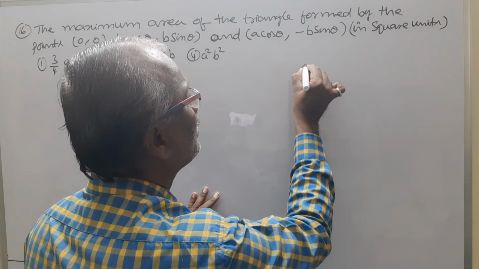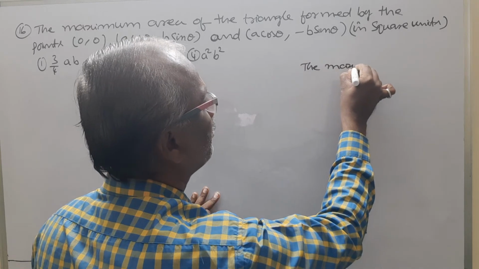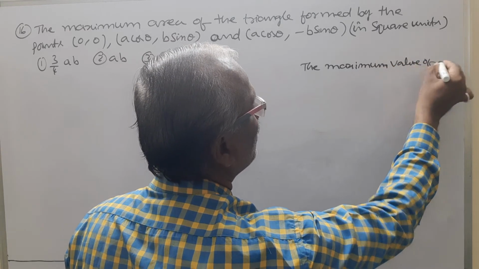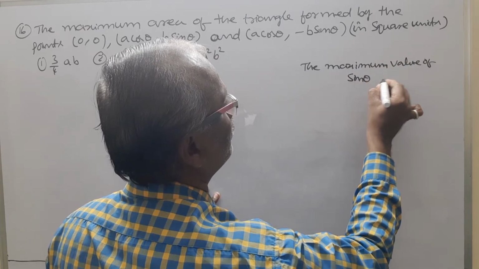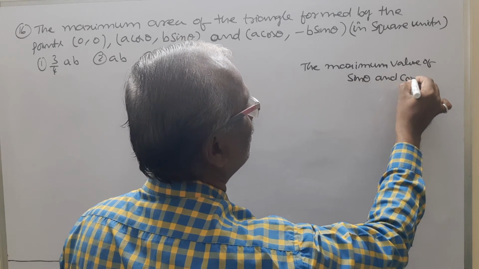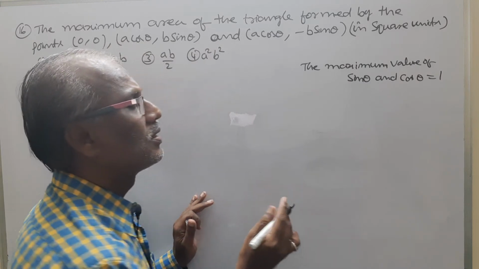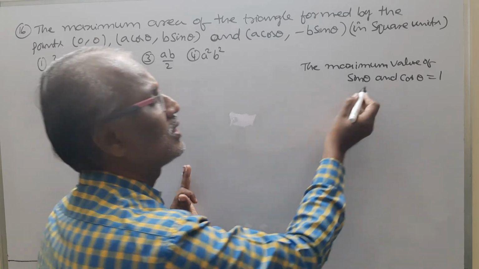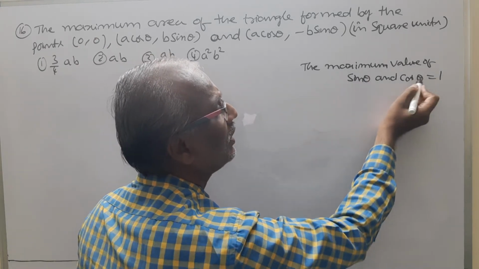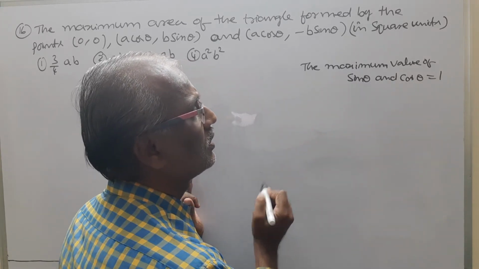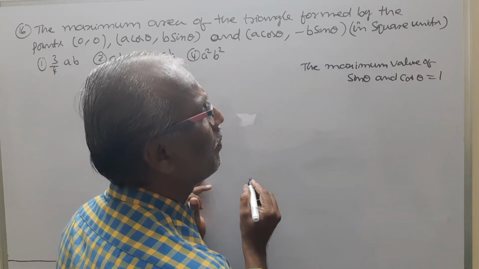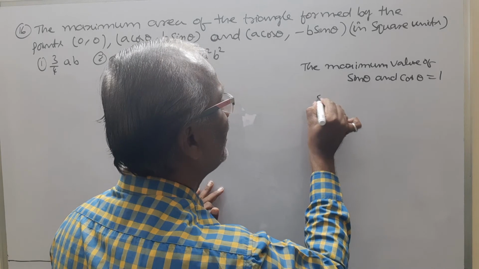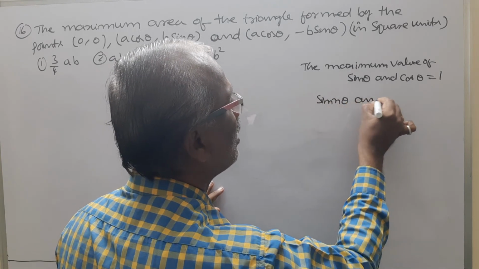To observe, the maximum value of sin theta and cos theta is 1. Sin theta and cos theta values lie between minus 1 and plus 1. Sin 90 degrees is equal to 1. Cos 0 is 1. Sin theta, cos theta values lie between minus 1 and plus 1.